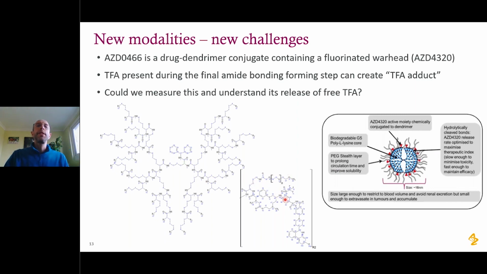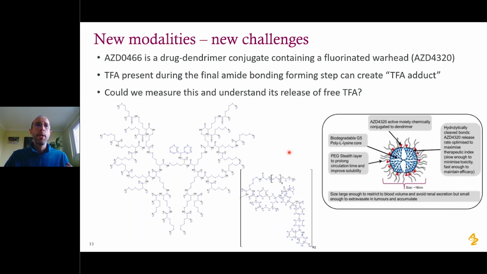Now, the final synthetic step involves amide bond formation to attach this warhead, and that happens in the presence of free TFA that's in the system as a result of a previous deprotection. And so there was the hypothesis, there was the belief that we were potentially getting TFA covalently bound to this construct in a site or sites, and that could then potentially hydrolyze when the drug is formulated for administration, and could potentially lead to risk of exposure of TFA to patients.